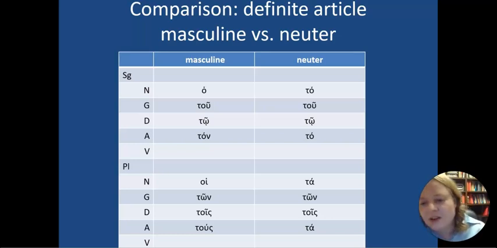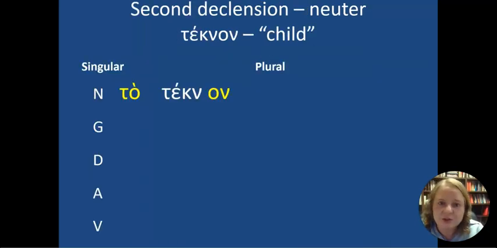The second most important thing I'd pay attention to is the nominative. The ha and the hoy, the ta and the ta are the things I would pay attention to, because that's going to help me find the subject in my sentence. Here's what the neuter declined noun looks like. This is the word child.